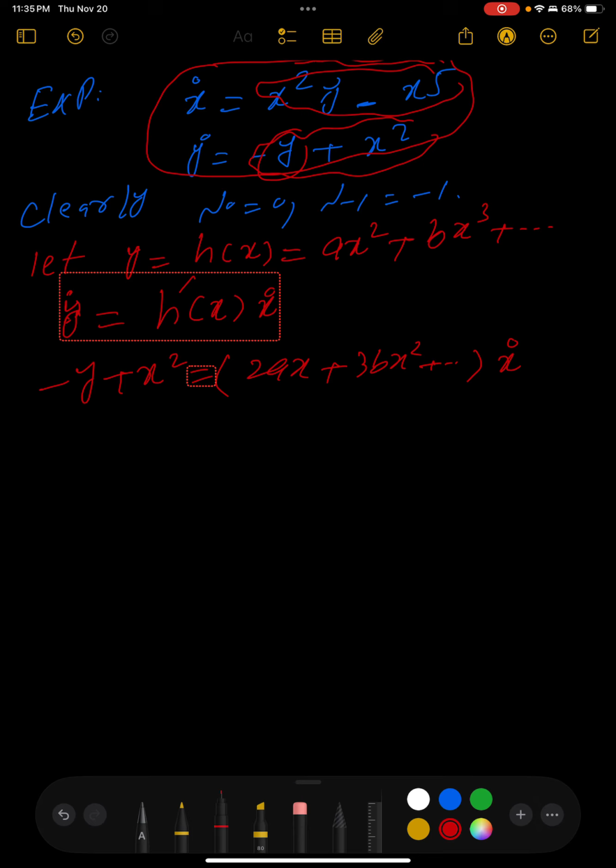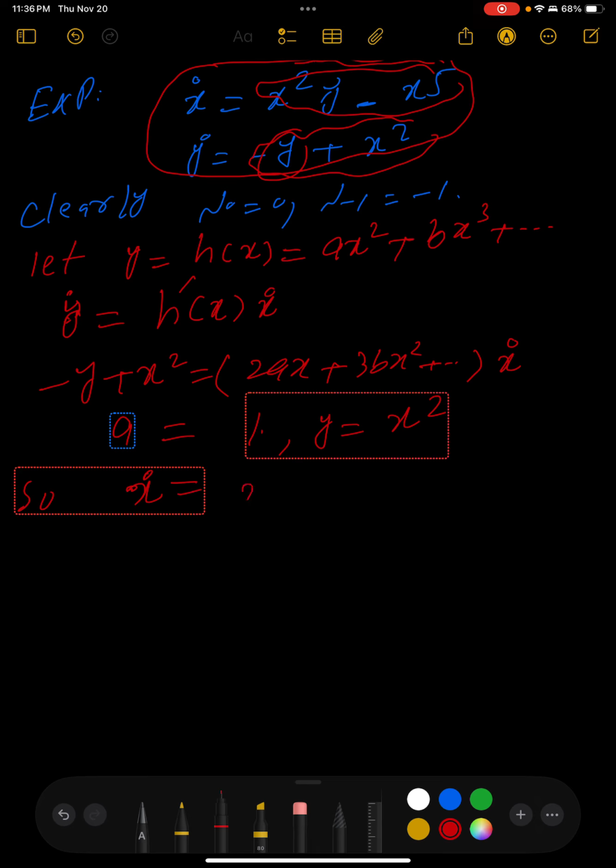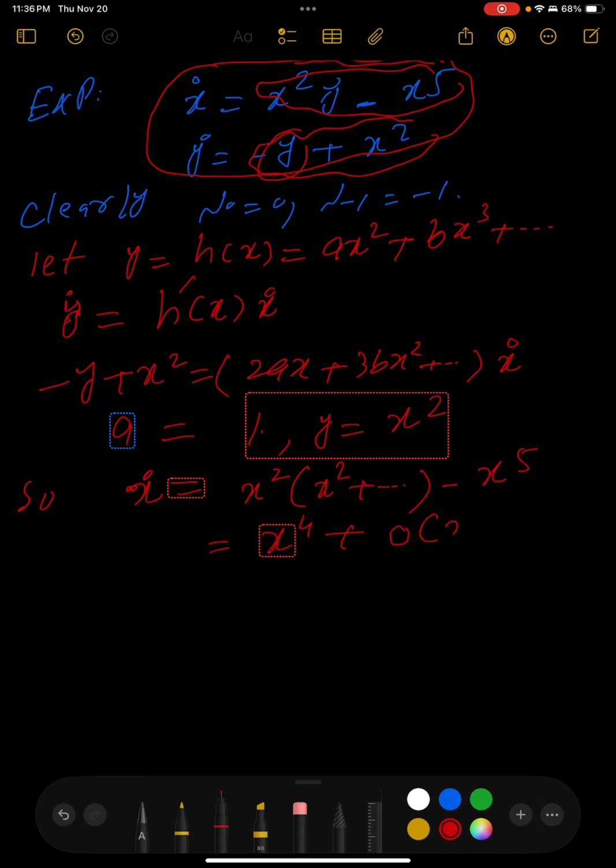We will solve for the coefficients a, b and c. If we get one coefficient, we are done, we don't need to worry about the other coefficients. In this case, it is very easy to see that a is actually 1. If my a is 1, this implies that my y is x square. Because I am interested in the x equation, what will be my x equation? It will be x square times x square plus up to so on, because b, c we did not find, and minus x to the 5. So we can clearly see that it is x to the power 4 plus order of x to the 5, higher terms.